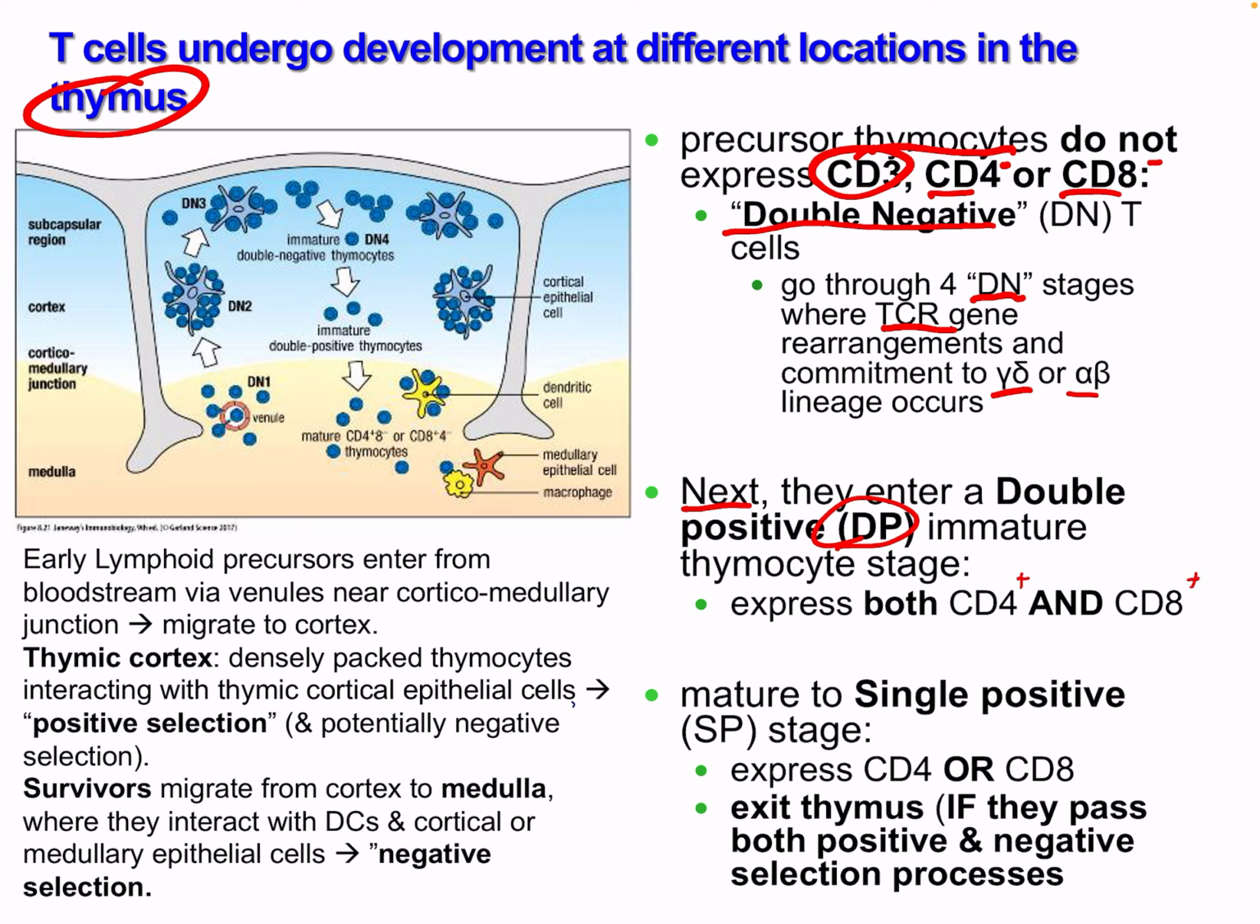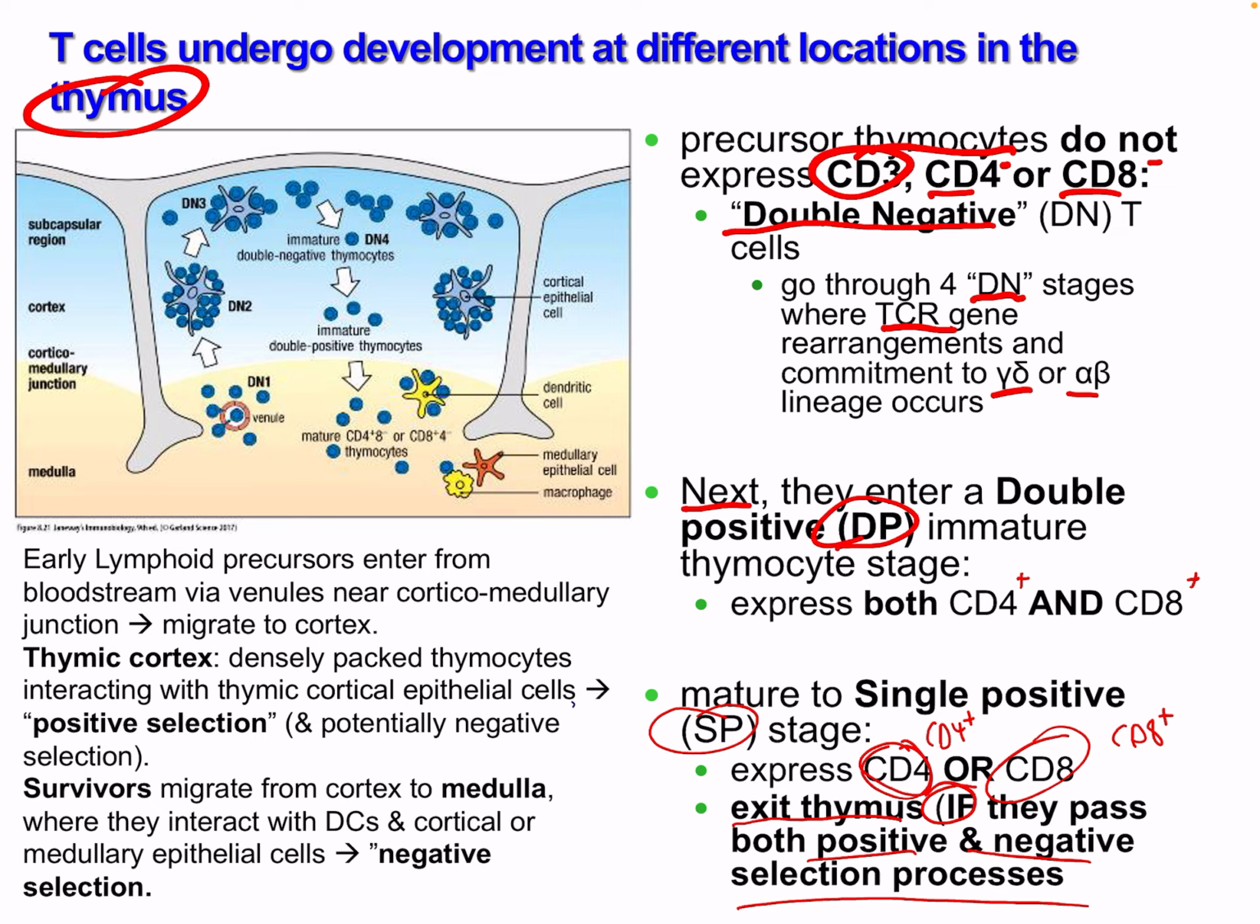These mature to a single positive cell, where they express either CD4 or CD8, and again, sometimes referred to as CD4 positive T cells, indicating it only has this, and then CD8 positive. These single positive cells exit the thymus if they pass both positive and negative selection processes.